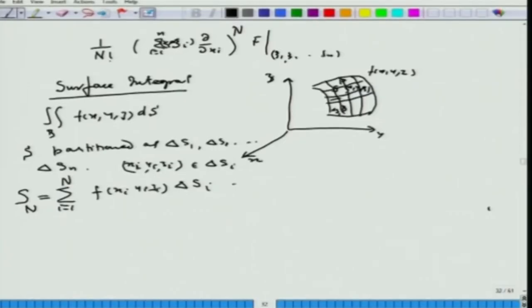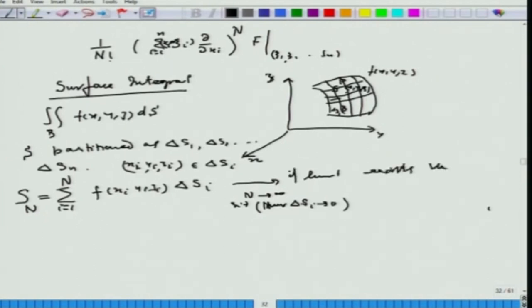So if this limit as n tends to infinity, such that the maximum of delta S_i goes to 0, that is what we have to ensure. And if this limit exists, then we define it, we denote it as the integral over this B of f(x, y, z) dS.